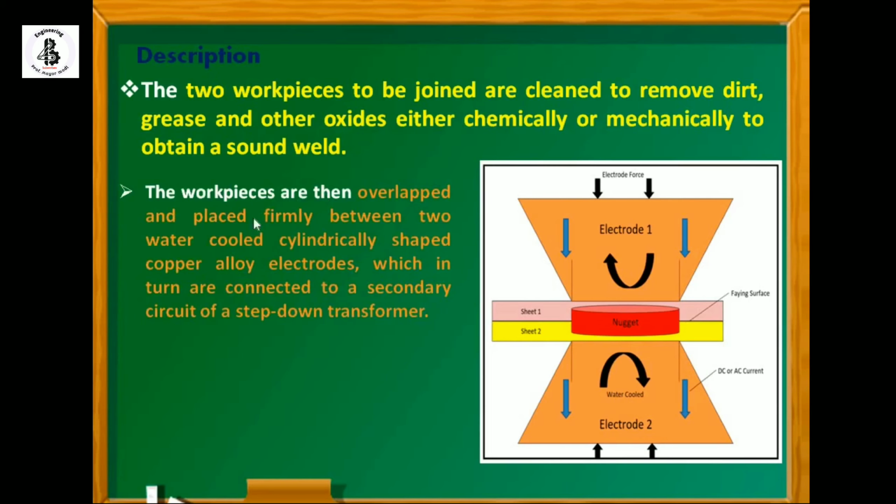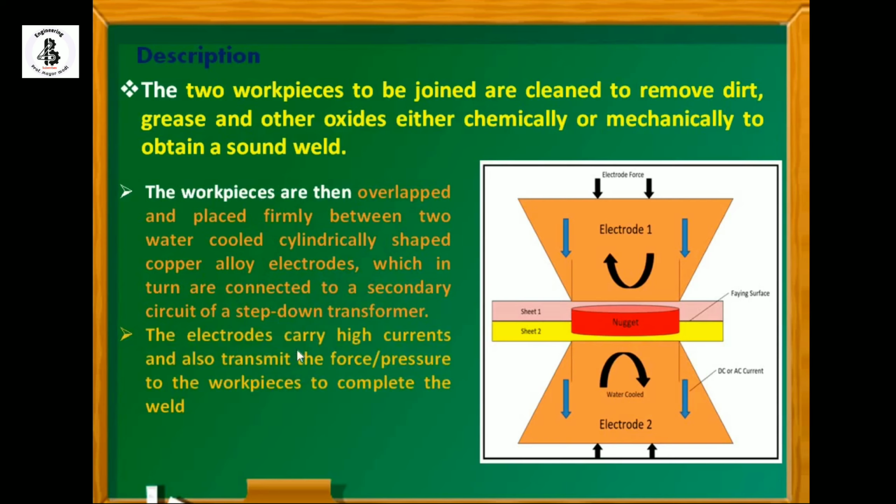The workpieces are then overlapped and placed firmly between the two water-cooled cylindrical copper alloy electrodes, which in turn are connected to the secondary circuit of a step-down transformer. Then what happens? The electrodes carry the high currents and also transmit the force, or you can say the pressure, to the workpiece to complete the joint, or you can say weld.